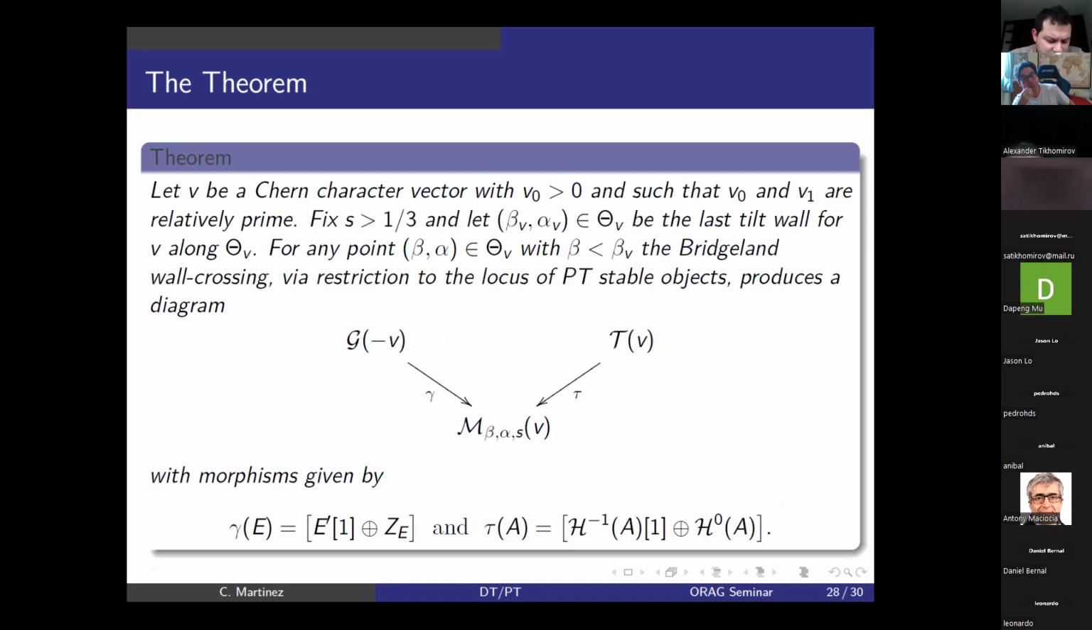I can summarize here. The theorem says that, well, under all these nice conditions, I get this wall crossing now in the stability manifold, the Bridgeland stability manifold, that relates the Gieseker moduli space and the moduli space of PT stable objects, that here I call it TV, the moduli of the stable objects, the PT stable objects, thinking that it also parameterizes stable triples, right? And the morphisms are given by, the Gieseker to the wall, it just extracts this E prime sheaf shifted by 1 and adds this ZE part. And the other was just taking the cohomologies. That was the S equivalence classes. At least said theoretically, that's what happens.